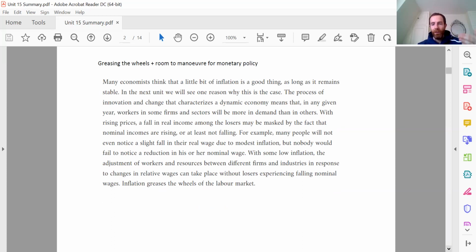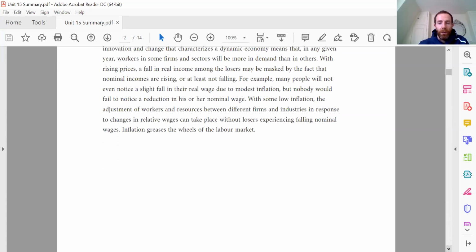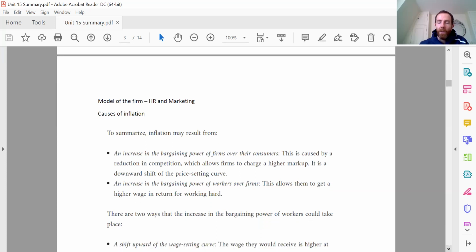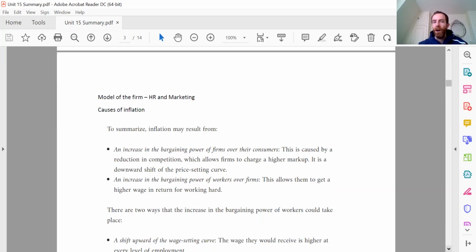We also saw some reasons why it can be harmful if it's too volatile, and we saw why deflation can be quite a worrying thing for policymakers. So what we're going to do now is look at how we can model where inflation comes from. But before I do that, I'm just going to take a quick pause.